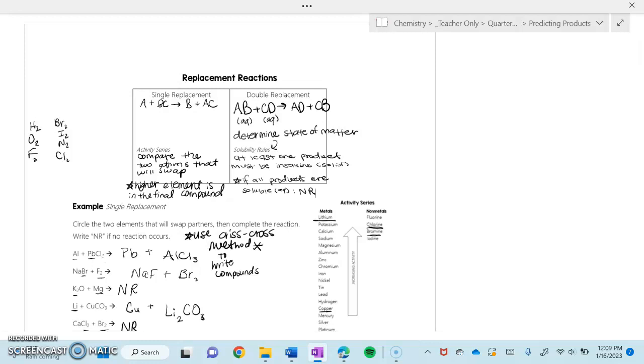One quick note, I mentioned it earlier, we need to double check that all ionic compounds have a cation and an anion in our products.